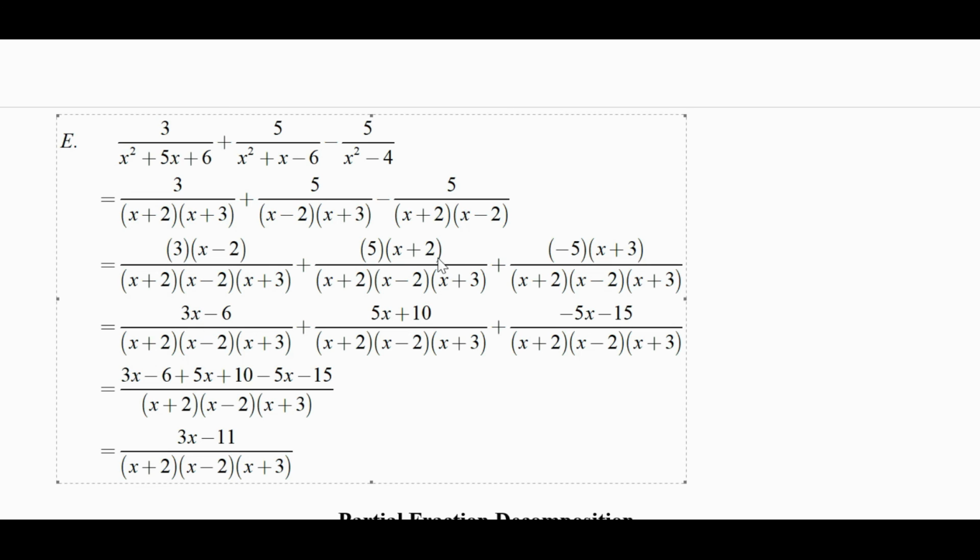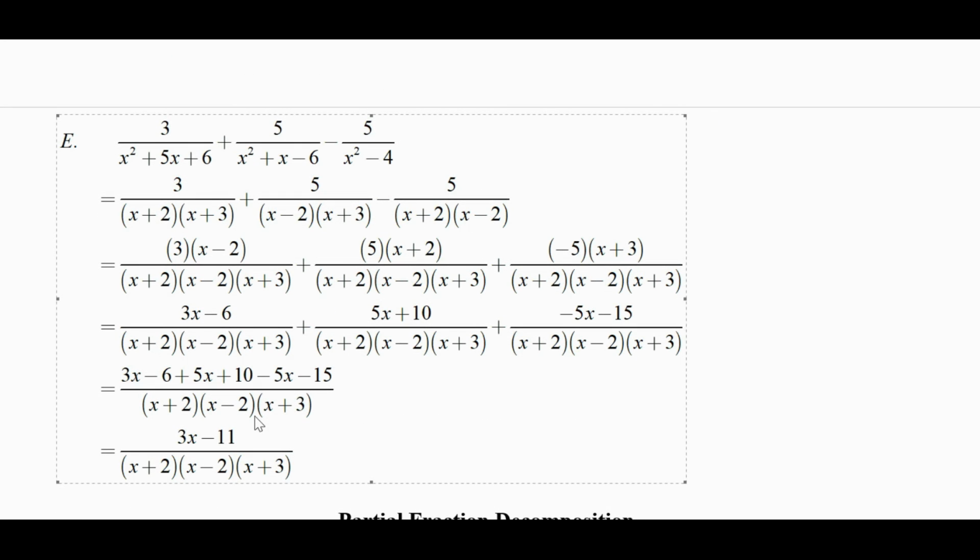Distribute here, 3x minus 6, 5x plus 10, and negative 5x minus 15. Here I went ahead and took the minus here and brought it up with the 5. It made that plus. That's what happened there. So now when I put them all together, I don't have any parentheses in the numerator. Just add that, and still a common denominator. Factored, leave it factored. And then let's see, 5x minus 5x is 0, plus 3x is 3x. 10 minus 15 is negative 5, plus negative 6 is negative 11. And then you factor and cancel.